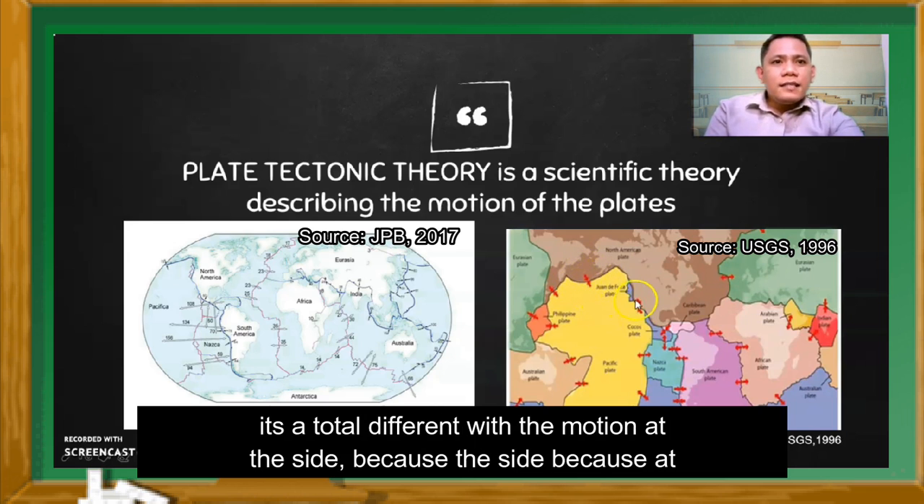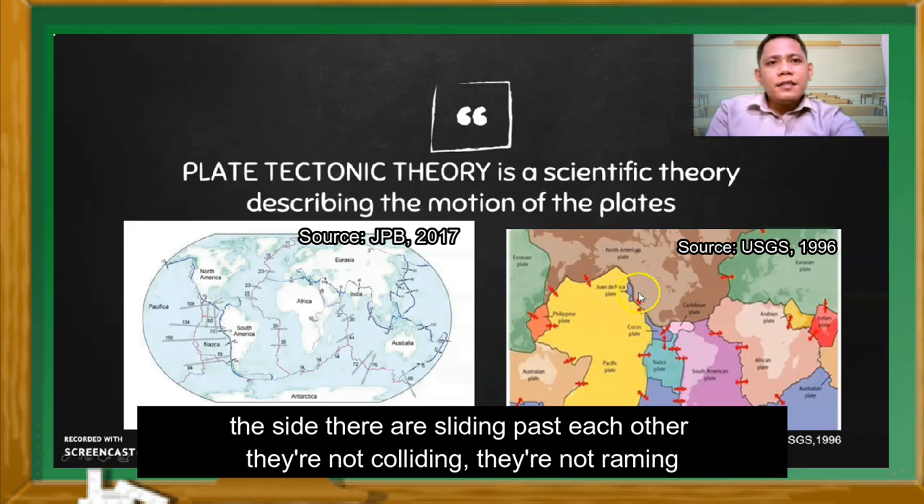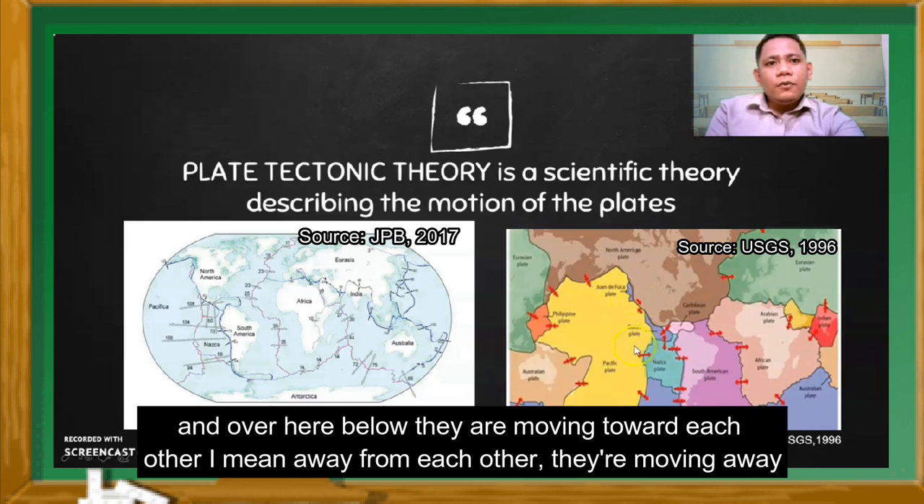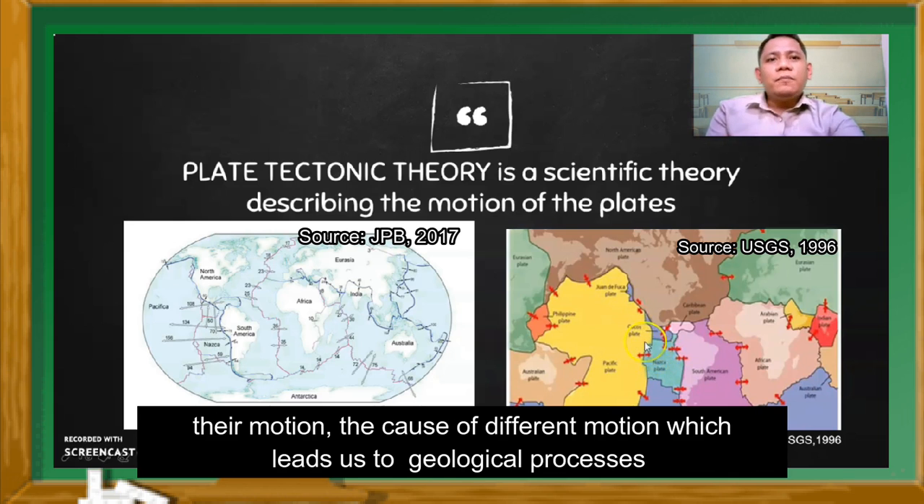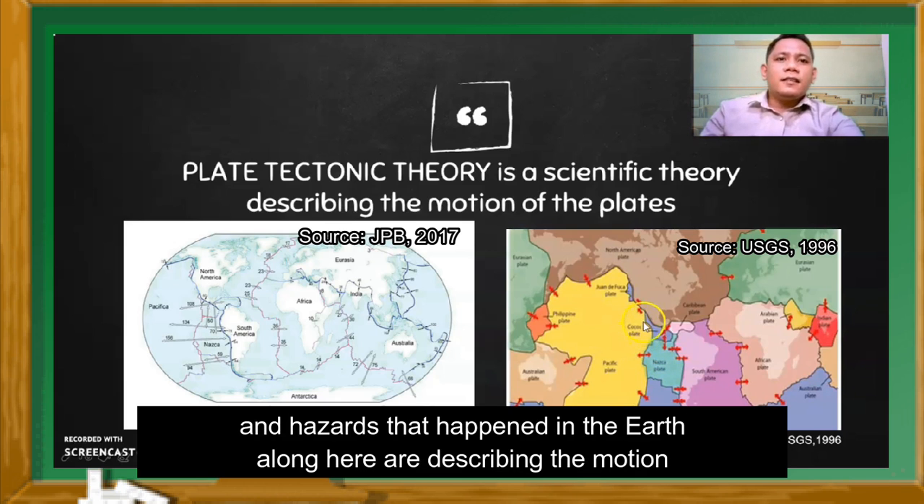But it's totally different from the motion at the side, because at this side there is a sliding past each other. They're not colliding, they're not ramming. And over here below, they are moving away from each other. So the cause of these different motions leads us to the geological processes and hazards that happen on the Earth.